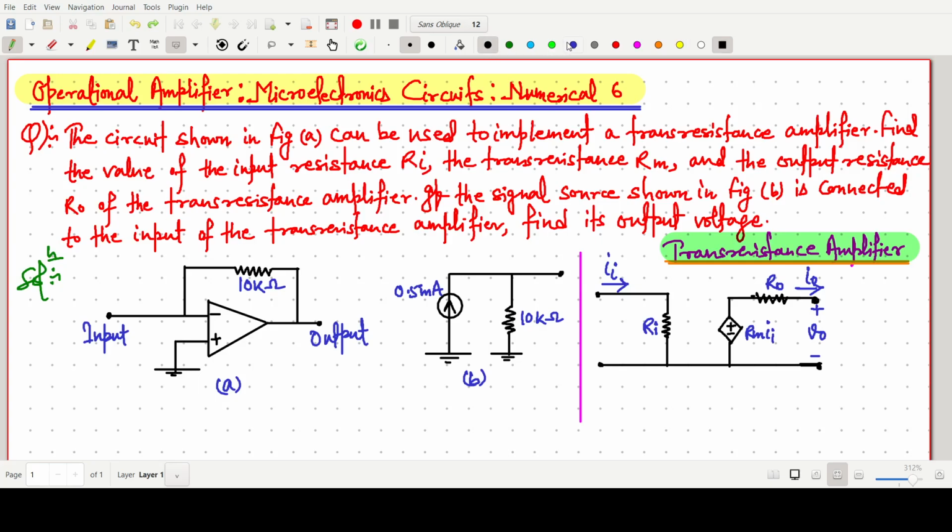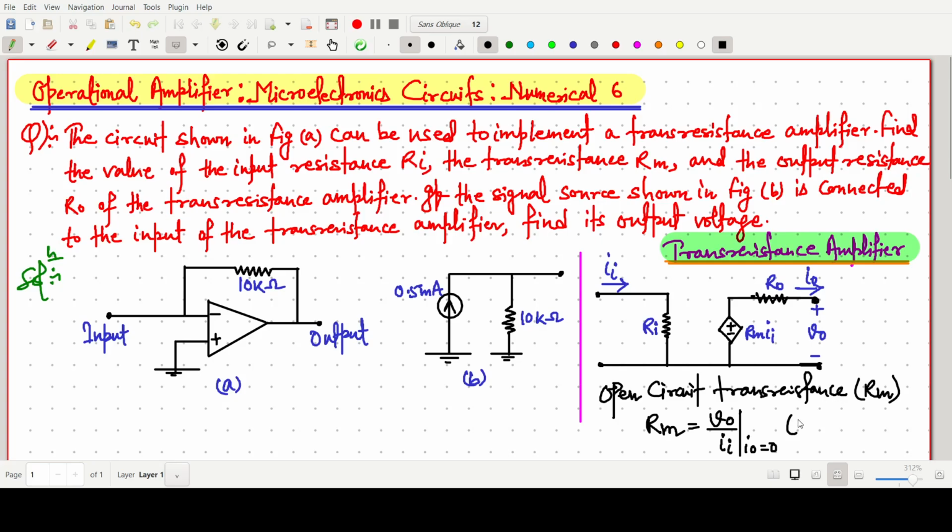So here we can easily say the open circuit transresistance is nothing but simply Rm. So this Rm is nothing but simply V naught by Ii, by keeping I naught 0, and this unit will be simply volt per ampere or ohm. Okay, so this one is the Rm value, so it is important. Rm is V naught by Ii, we have to find.